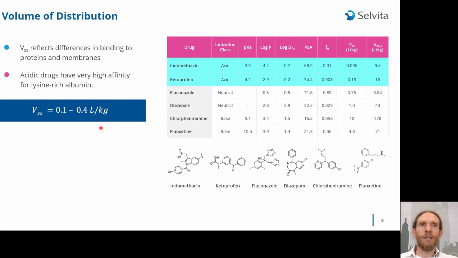Moving on to acidic drugs, they have very high affinity for lysine-rich albumin. Also, you may recall from when we were talking about fraction unbound that albumin is the main constituent of plasma proteins, about 55% of the whole mass of proteins. This is reflected by a particularly low fraction unbound of these drugs. So the volume of distribution in general will be quite low, between 0.1 and 0.4 liters per kilogram. This again poses another challenge for drug design and development, as these drugs will be contained almost only to plasma, which will affect all their pharmacokinetic properties to a different extent than for basic drugs.